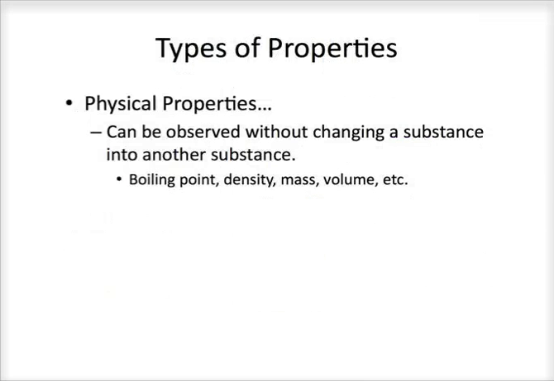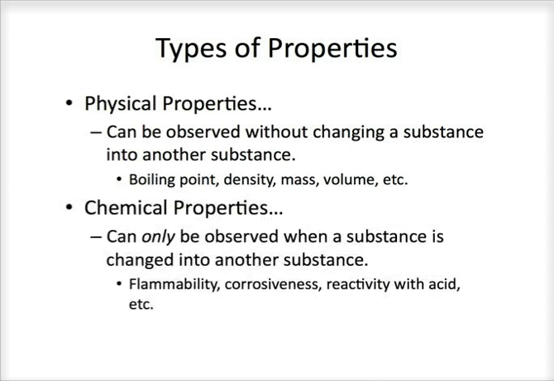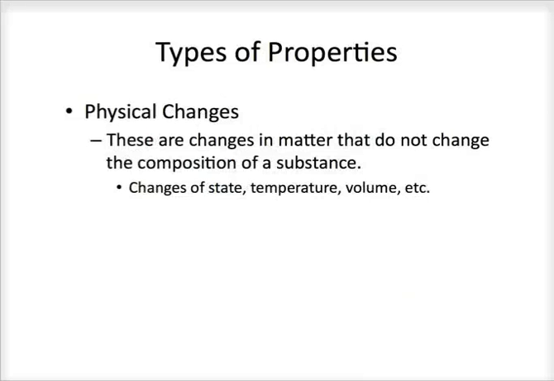So, types of properties. We can deal with properties in terms of physical properties. We can observe these without changing the substance: boiling point, density, mass, volume, etc. In other words, I have a red rock. I can observe that redness without changing the identity of the substance. Chemical properties can only be observed when the substance is changed. In other words, you don't know something's flammable till you see it burn. That idea. So that means changes.